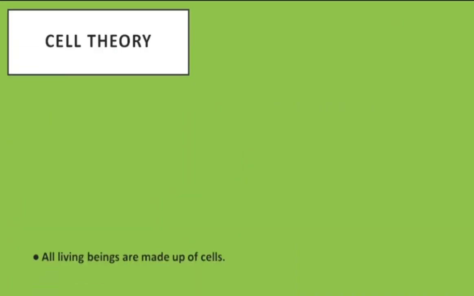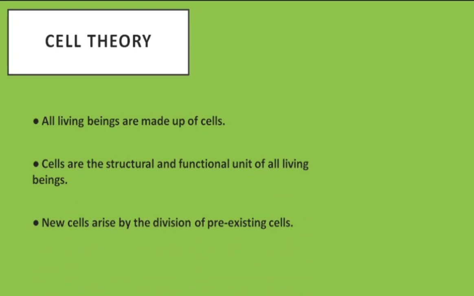Now, next comes your cell theory. They were biologists, zoologists and all who did researches and formulated the cell theory. So the main points of the cell theory are: number 1, all living beings are made up of cells. The second one is, cells are the structural and functional unit of living beings, whether it's plants or human beings. The third one is, new cells arise by the division of pre-existing cells.